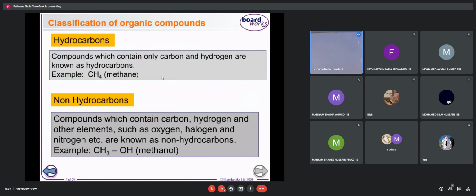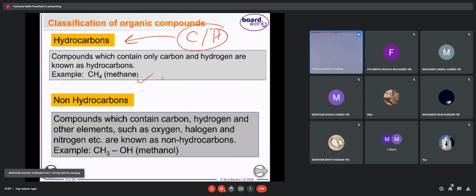Right. Classification of the organic compounds. Hydrocarbons, you have heard of hydrocarbons. Compounds which contain only carbon and hydrogen are known as hydrocarbons, like methane, ethane, propane, butane, pentane, hexane. Those are hydrocarbons.